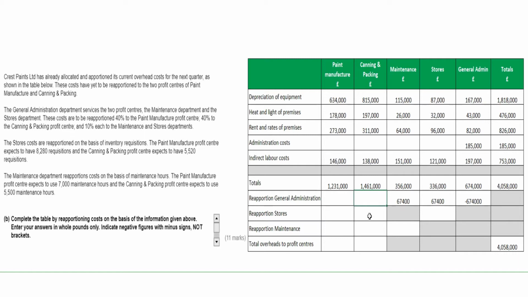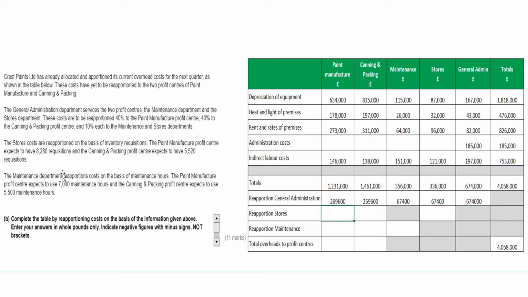Okay, now canning and packing and paint manufacturer, it said 40%. So we need to times 40% by the 674, and we get 269,600. Okay, so now that's been reapportioned. So now we need to reapportion stores, but if you look, it doesn't actually get reapportioned to maintenance at all. It's just canning and packing and paint manufacturer.